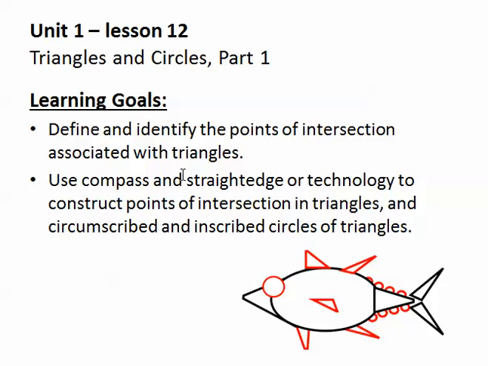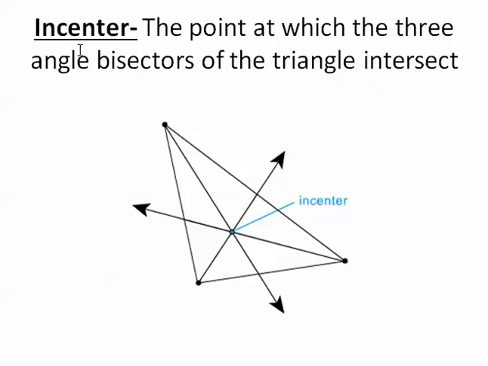Okay, your learning goals today are to define and identify points of intersection associated with triangles, and to use a compass and straightedge or technology to construct points of intersection in the triangles and circumscribed and inscribed circles of triangles. Mostly that's going to be done within your lesson, so please make sure you take a look at that. Okay, starting with your incenter.